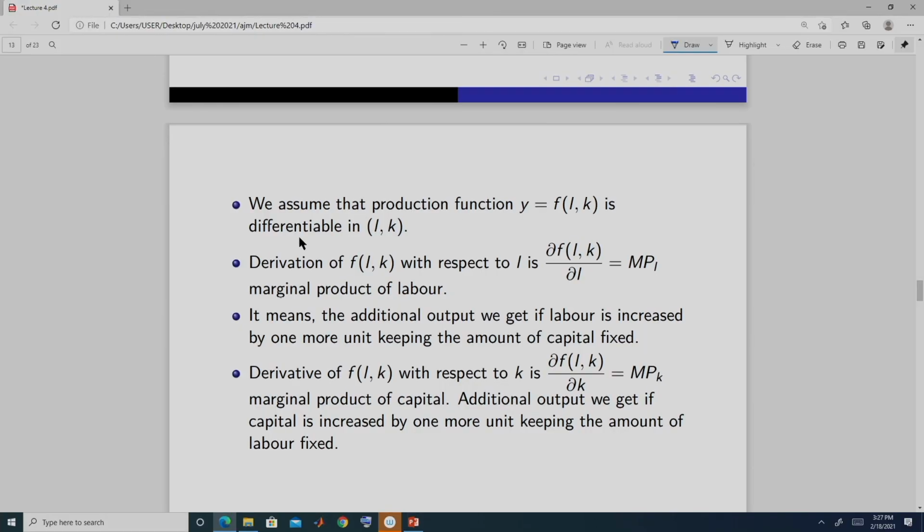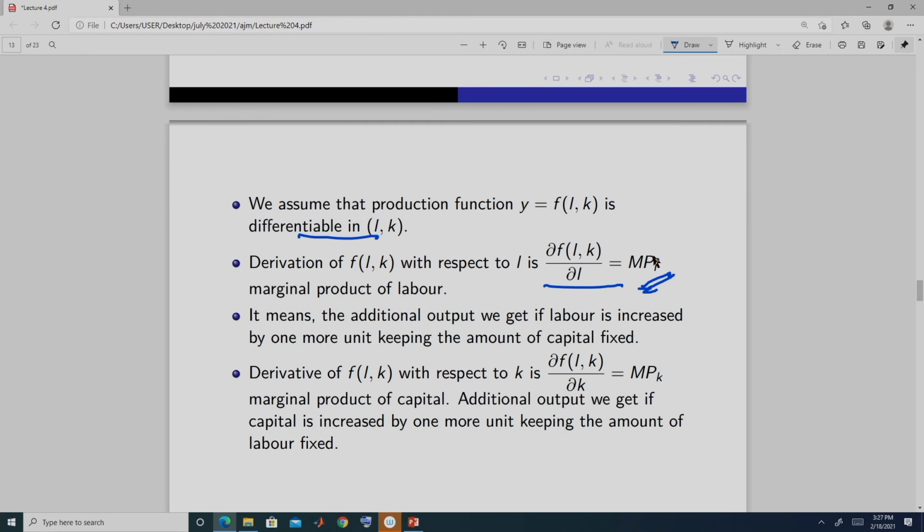Now, to keep our life simple, we generally assume that the production function is differentiable. If they are differentiable in both labor and capital, then these partial derivatives are possible, and this partial derivative, that is of total output with respect to labor, is called the marginal product of labor. That is, if we keep the amount of capital fixed and increase labor, how much additional output we are going to get. It is given by this.